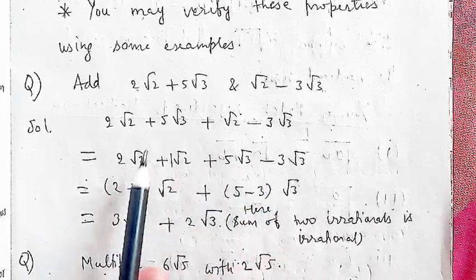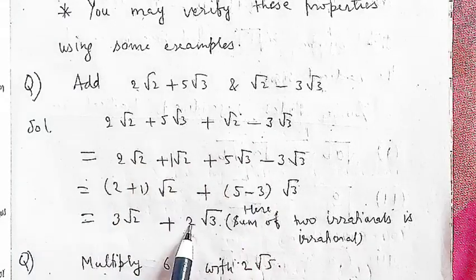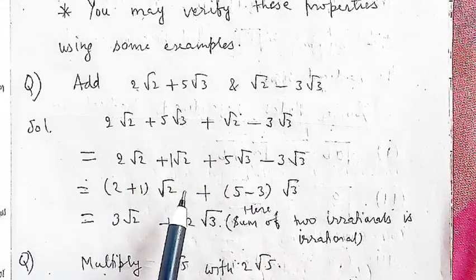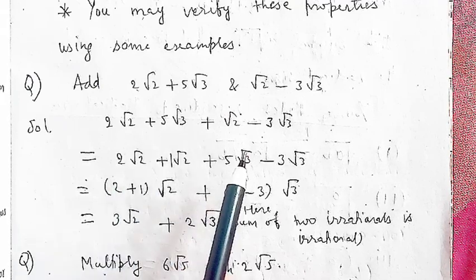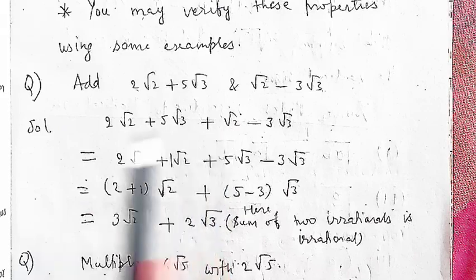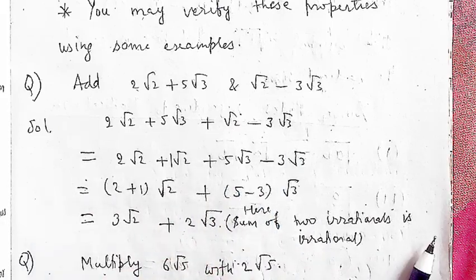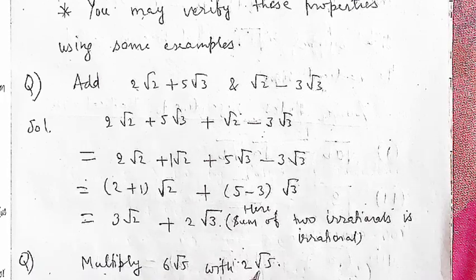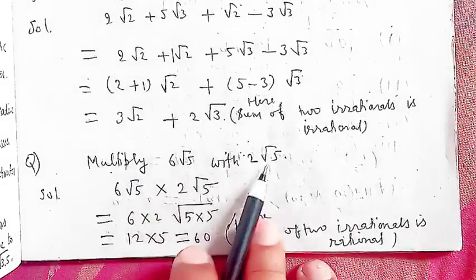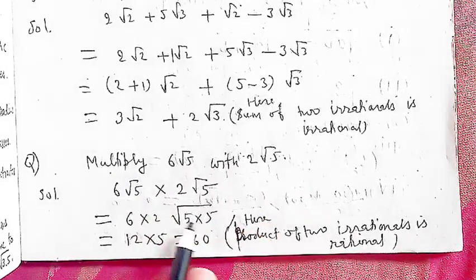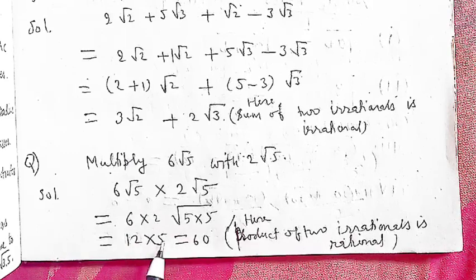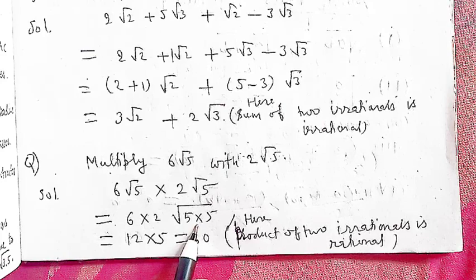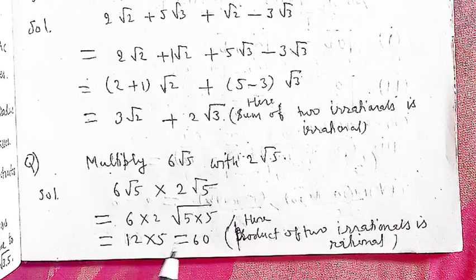Here the sum of two irrationals is irrational. But if we add root 3 with minus root 3, these two numbers are irrational, but their sum is rational, which is 0. Now let us take this example. Here 6 root 5 is irrational, 2 root 5 is irrational, but their product is rational, because we can write the product as 6 into 2 into the square root of 5 into 5. That is 6 into 2 into 5. Here 5 occurs twice, so we can take one 5 and it gets 60. 60 is rational.